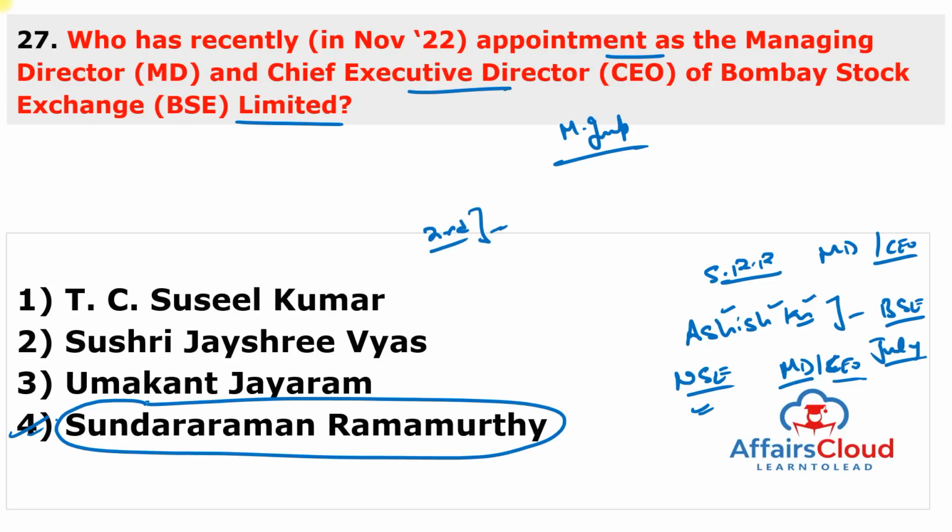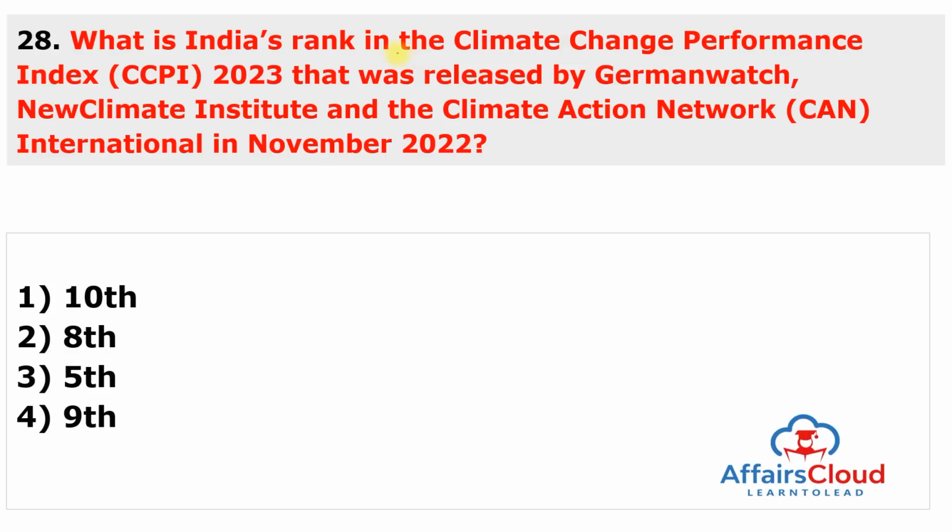Moving to the next question. What is India's rank in the Climate Change Performance Index 2023 that was released by 3 organizations? One is Germanwatch, second is New Climate Institute, and third is the Climate Action Network, known as CAN International, in November 2022. Remember the name of the index, Climate Change Performance Index, and India's rank is 8th. So the answer of this question is second.